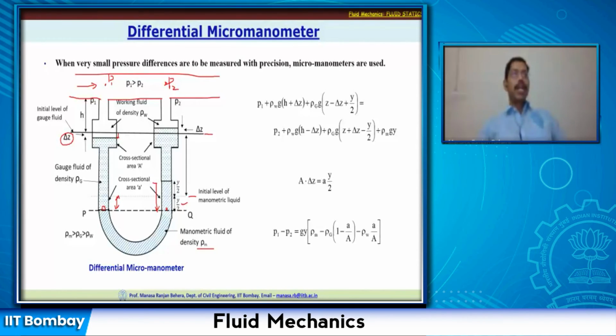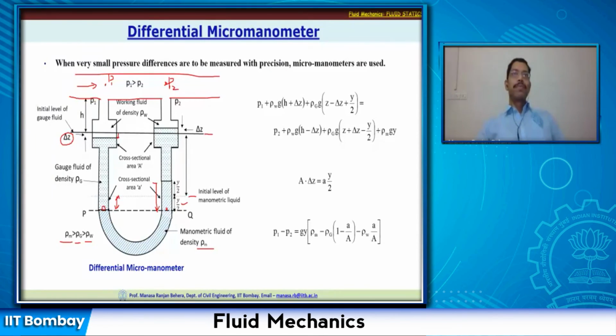Okay. So in general, the manometric fluid is heavier than the gauge fluid, and the gauge fluid is heavier than the working fluid. If we start writing the left column, the pressure at P is going to be P1 plus the working fluid head, which is, let us say, initially H, plus a delta Z which has been displaced due to this pressure. So H plus delta Z multiplied by rho Wg, plus rho G is the gauge fluid. That is equal to Z, which is the distance.